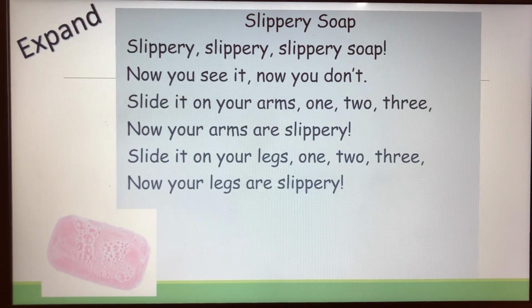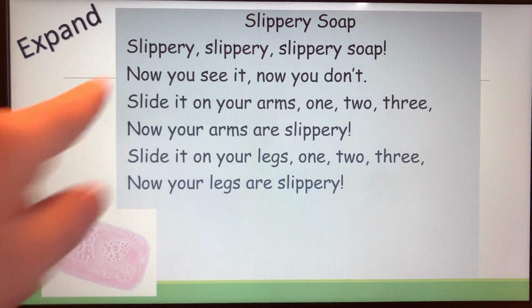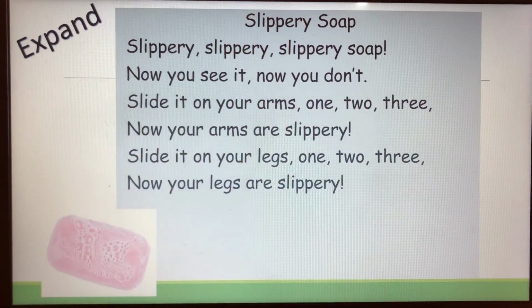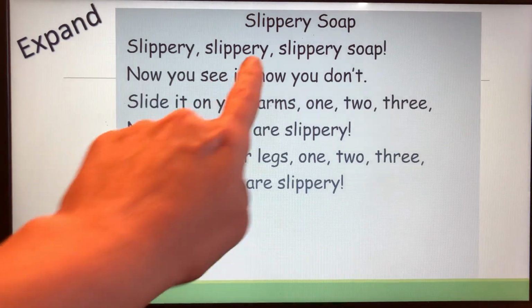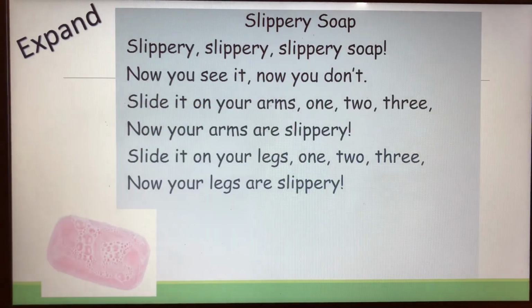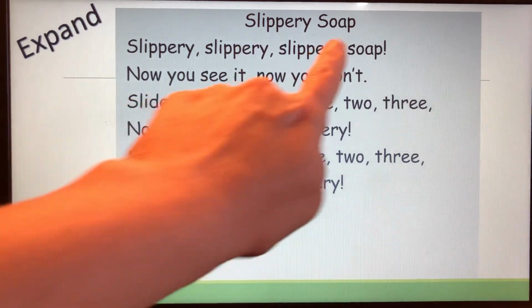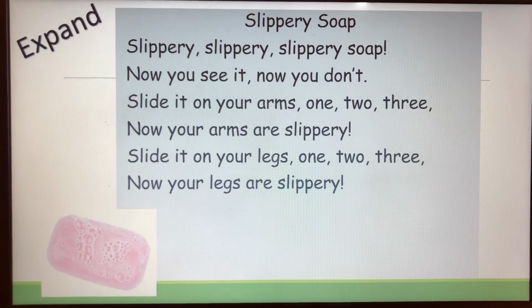That's a kind of a funny poem too. How does soap disappear? You're right. And the poem says, now you see it, now you don't. Maybe that's because the more you use the soap and rub it on your arms and legs, the less soap it gets, the more it goes away until it finally disappears. This poem had some long O sounds in them. Let's look at the title again. Slippery soap. Do you see a word with the long O sound? Or you hear the long O sound? Yes, soap has the long O sound.